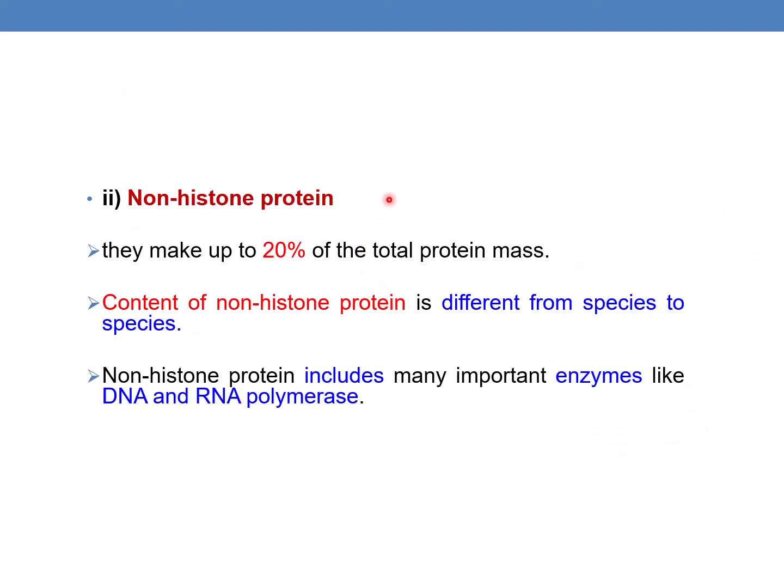The next one is the non-histone protein, which constitutes about 20% of total proteins. The content of this non-histone protein will differ from species to species, and these may include enzymes such as DNA and RNA polymerases.